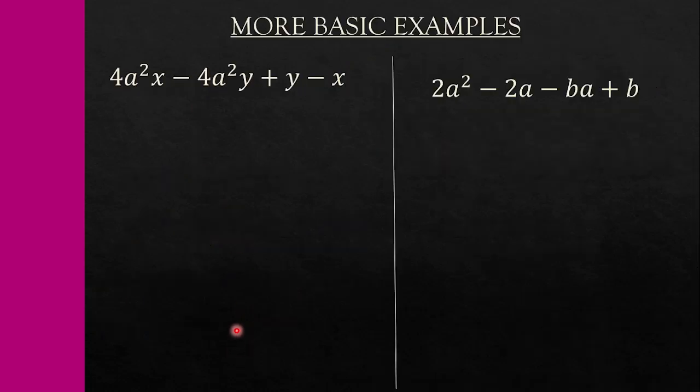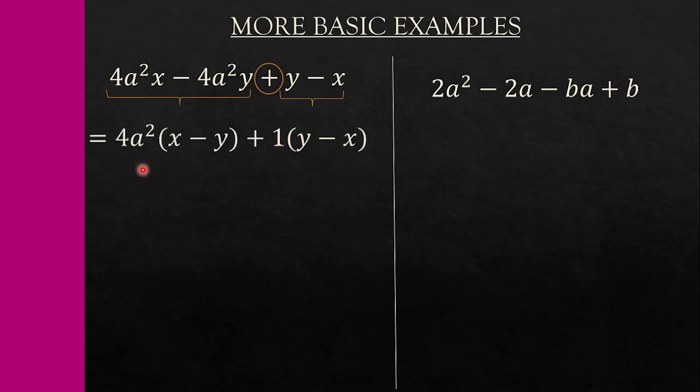Let's look at some more basic examples. So the goal: isolate the first 2, isolate the last 2. Let's see what happens here. If I isolate the first 2, I'm taking out a 4a squared and an x minus y. And I isolate the last 2, keeping the middle sign, it's going to be a 1. But now I'm dealing with a situation here, because I know that my brackets are supposed to look the same, but they're not looking the same.